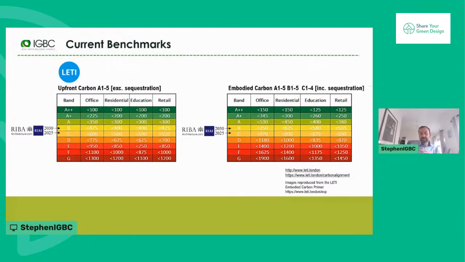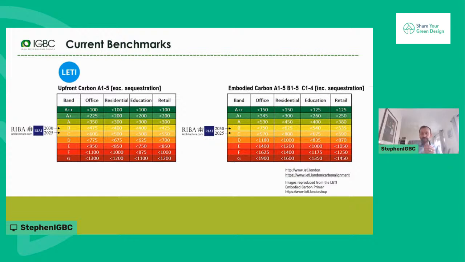So you can see the modules included for these targets at the top of each of these tables here. The first is upfront carbon, and the second is all embodied carbon. You can see that in the A1 to 5 on the left, and the A1 to 5, B1 to 5, C1 to 4, including sequestration on the right. The building elements to include are the ones we saw in the reporting table, so you get the full picture of the whole building.